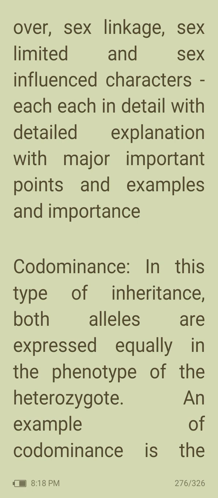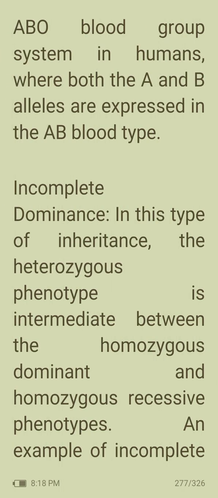So, codominance. In this type of inheritance, both alleles are expressed equally in the phenotype of the heterozygote. An example of codominance is the ABO blood group system in humans, where both the A and B alleles are expressed in the AB blood group.